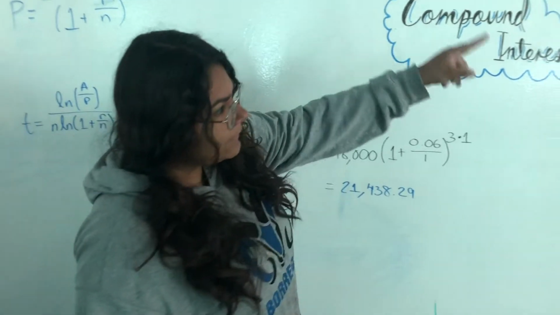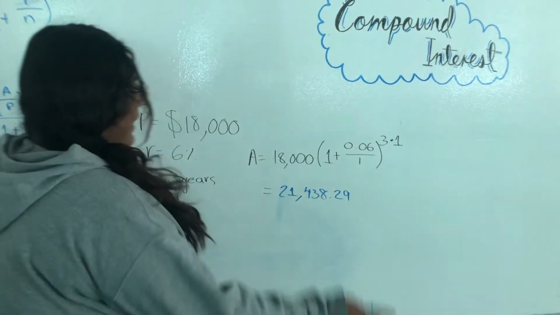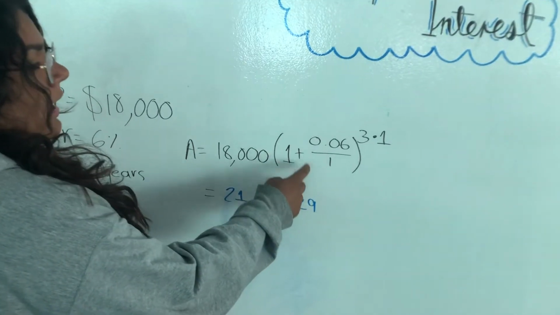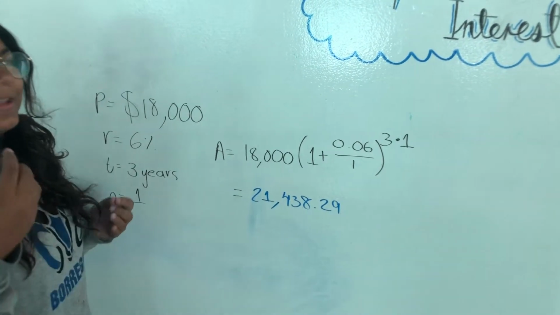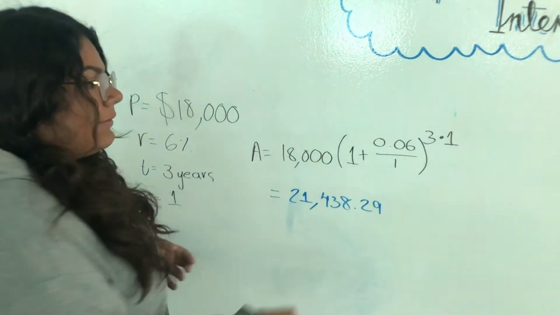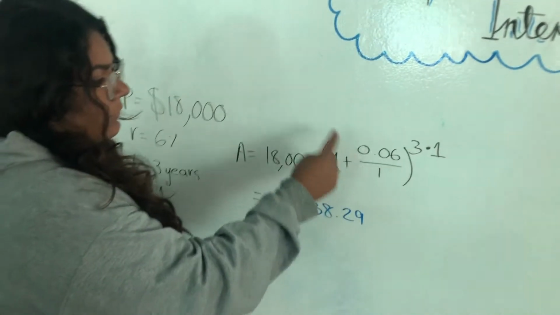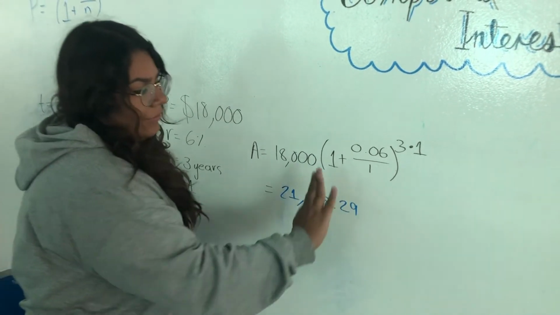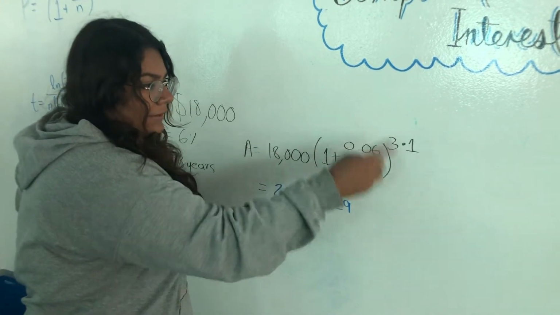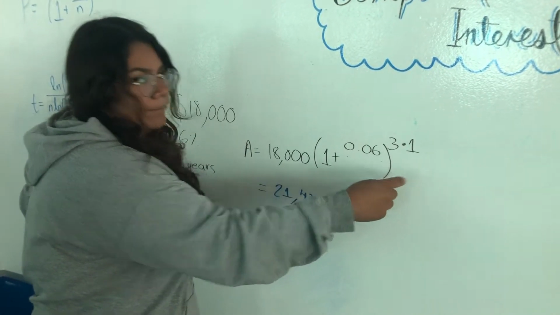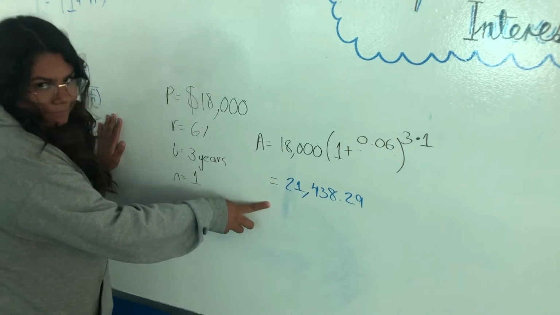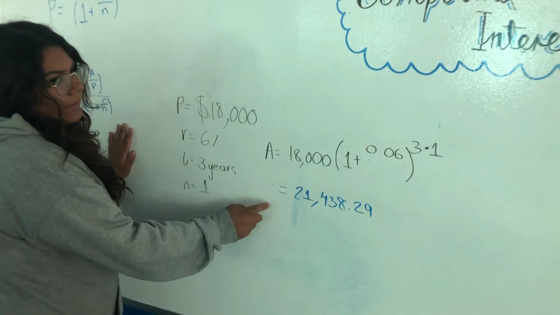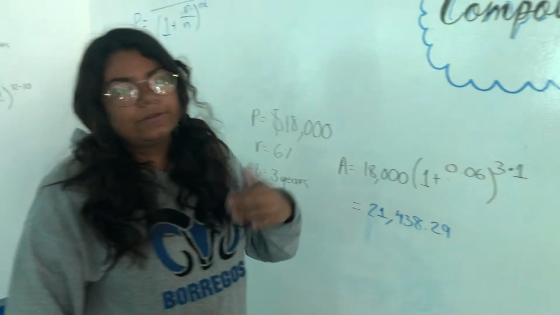Okay, so then we're going to substitute into the formula we saw before, and it's like this. A equals 18,000 times 1 plus the rate. We want to have the rate over 100, so the 6% goes to 0.06, over the period of time, which is 1, which will be the same as not having this. And then all of this elevated to 3 times 1. The result is this one, which is 21,438.29. We always round to 2 decimal places.